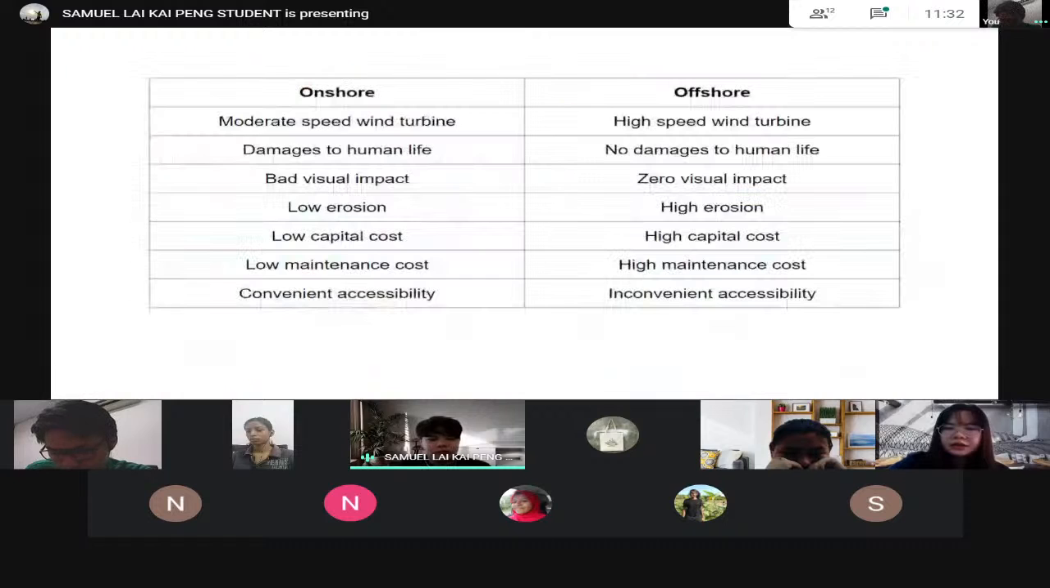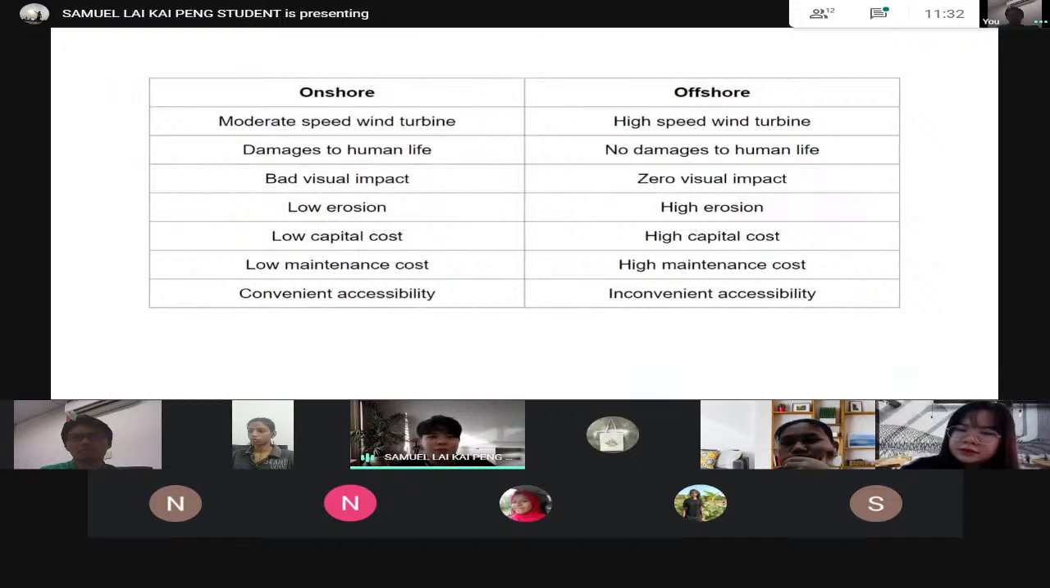Next. Okay, we can see that this is a comparison between the onshore and the offshore wind turbine. So onshore is a moderate speed wind turbine compared to the high speed offshore. This is because offshore there are no buildings or trees or mountains that block the wind, so the wind can blow directly to the wind turbine. So the wind turbine can spin fast compared to onshore.